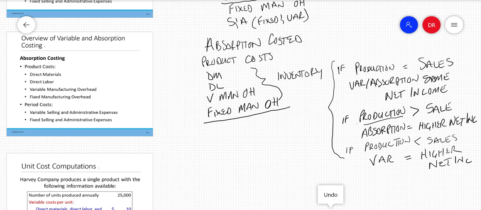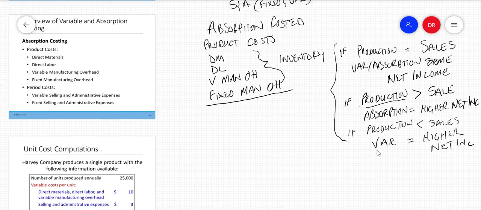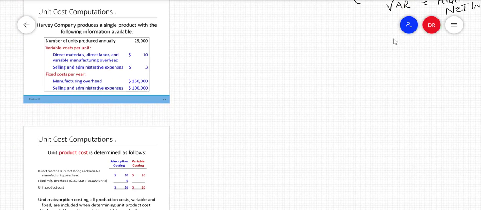But the thing to remember is that these are cyclical. It does not consistently stay the same all the time. So it's possible for this to reverse itself in subsequent years, because that's dependent on how many units you're selling.